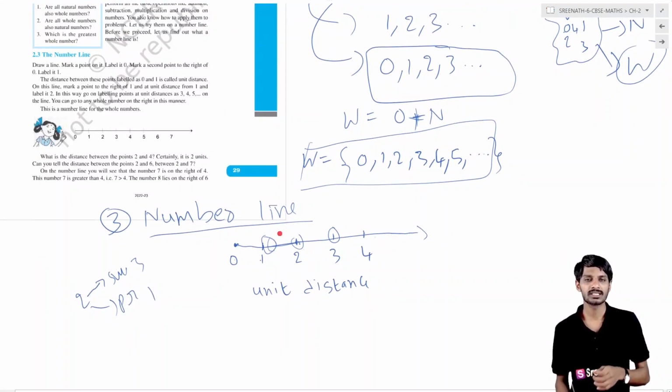And how do we represent whole numbers on a number line? Basically, the number line must start from 0, and for every unit distance, you represent the whole numbers: 0, for unit distance 1, for another unit distance 2, for another unit distance 3, and so on. This goes on like that. So the distance between every whole number is a unit distance. In this way, you represent the whole numbers on a number line.